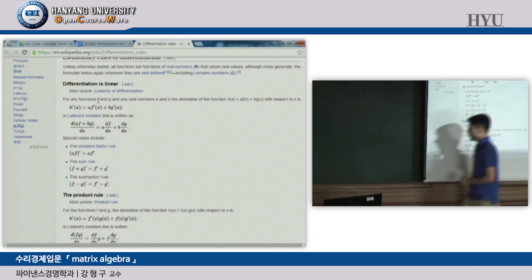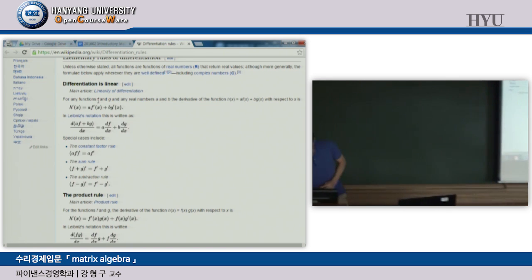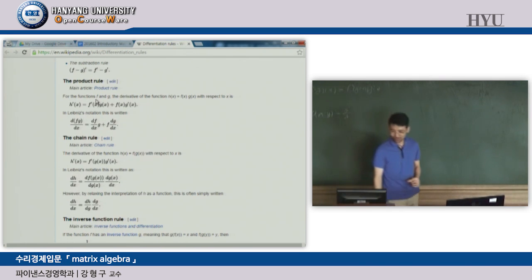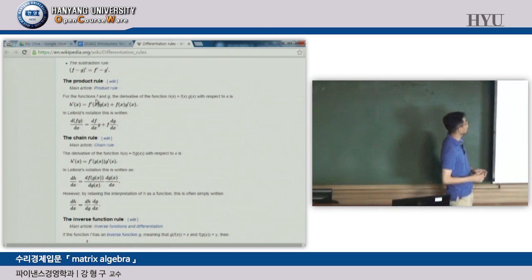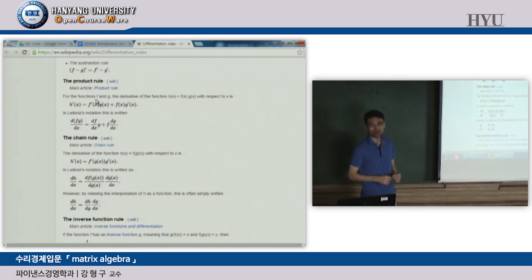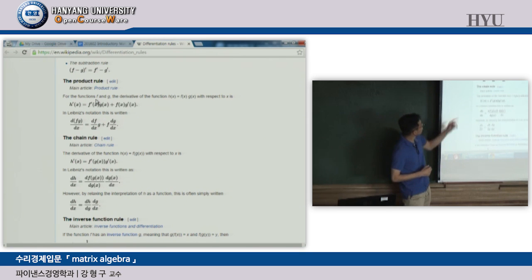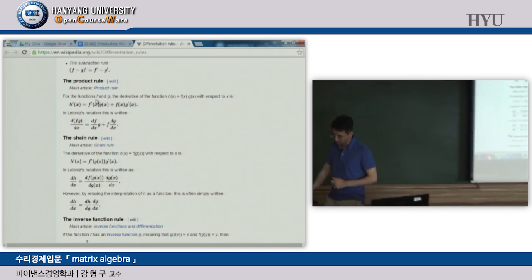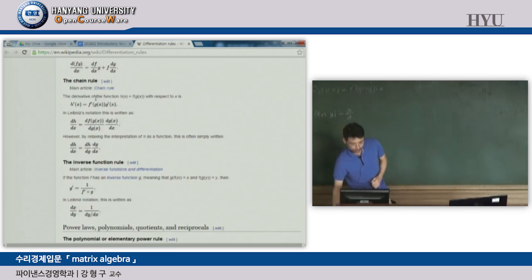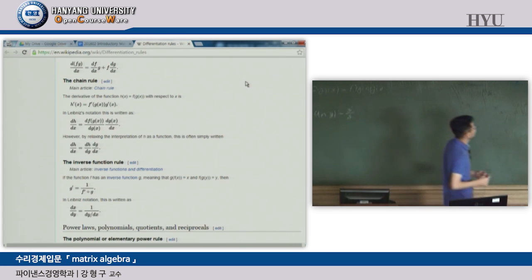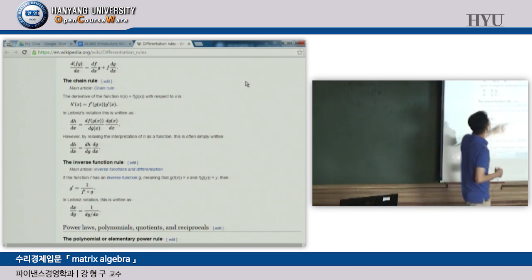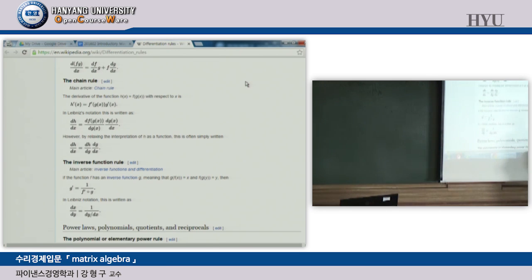And then product rule. You know this one. When h is fg, h prime is f prime g plus f g prime. It is high school math. And then another important one, chain rule. We keep talking about the chain rule. When h is f of g of x, then h prime is f prime g prime. It is chain rule.